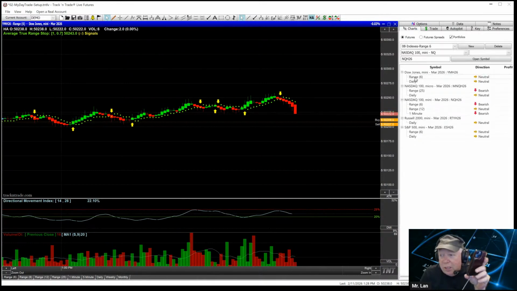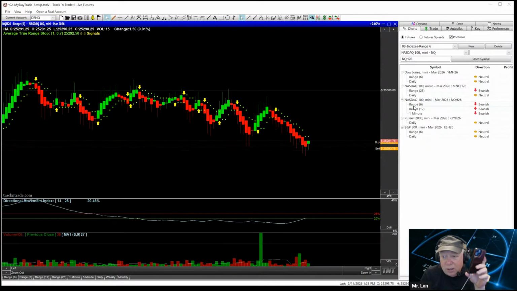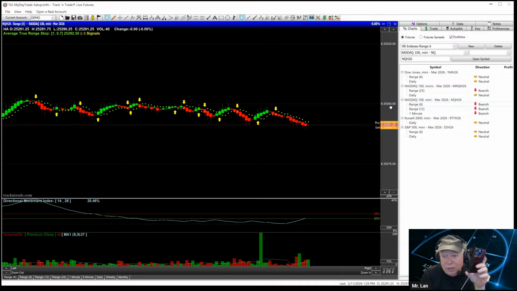This is a range bar 6. Let's go NASDAQ. That's a range bar 25. Look at all those hairy tops and hairy bottoms. You don't like hairy tops and hairy bottoms. That's the worst market in the world to trade right there. Don't trade that. All right, range 6. This is on the NASDAQ, range 6.